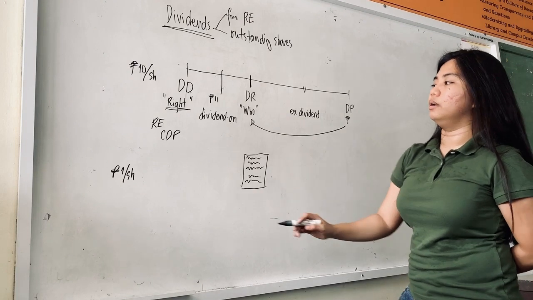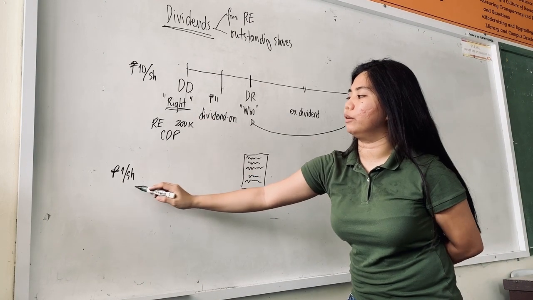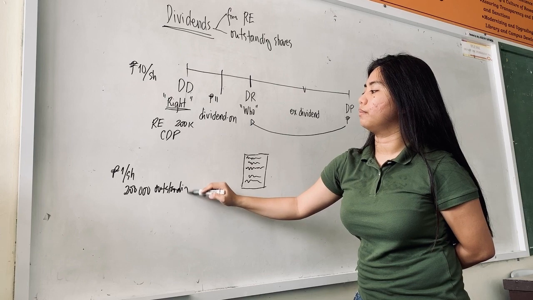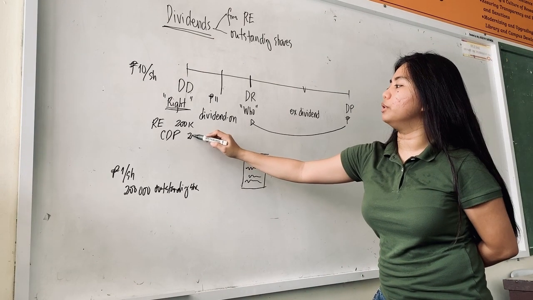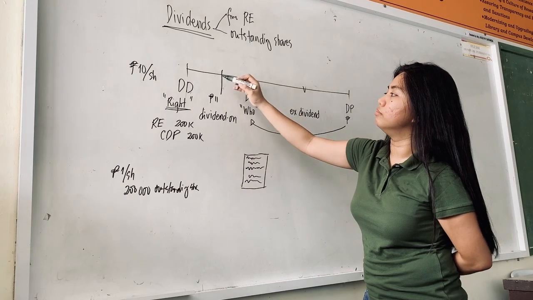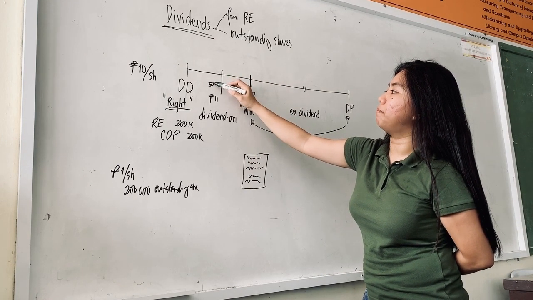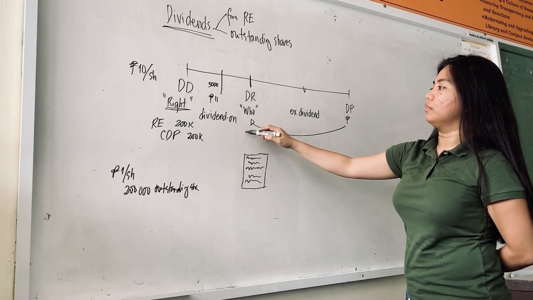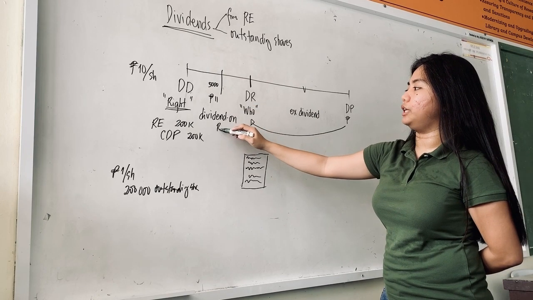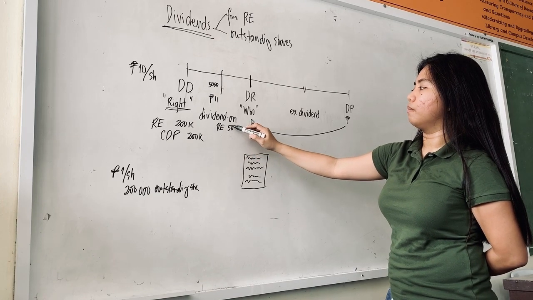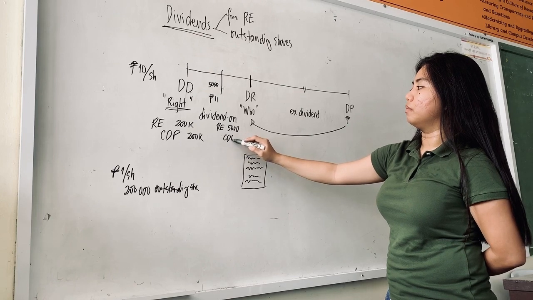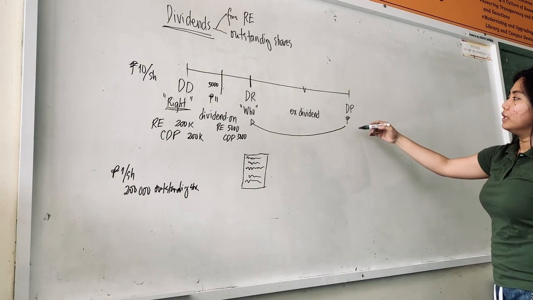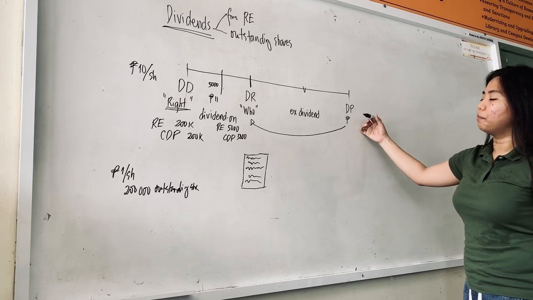Kaya, let's say for example, meron tayong 200K kanina, assuming meron tayong 200,000 outstanding shares. Okay? So, we have your 200,000. Then, may bumili na, let's say, 5,000 shares. Okay? So, dadagdag lang din natin yan. So, magiging magkano na ang ating RE? Tama? Then, pagdating dito, sa date of payment, babayaran lang natin.